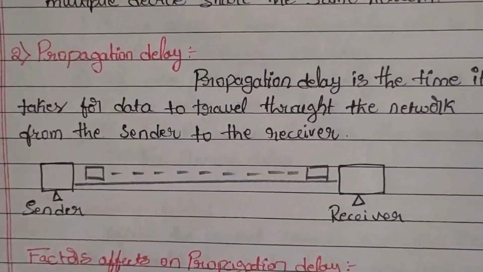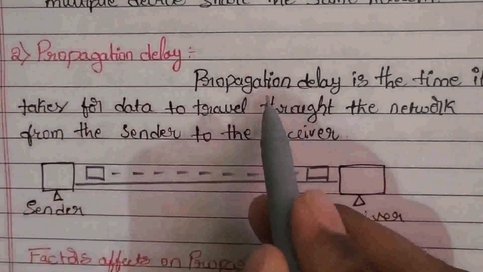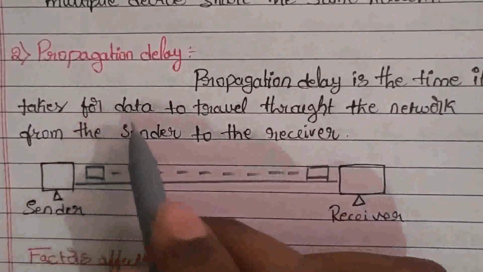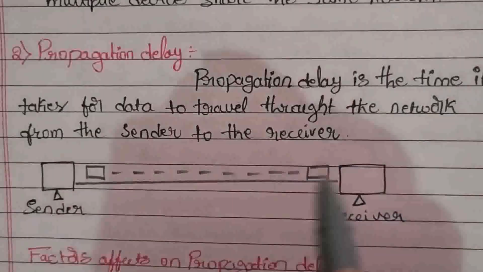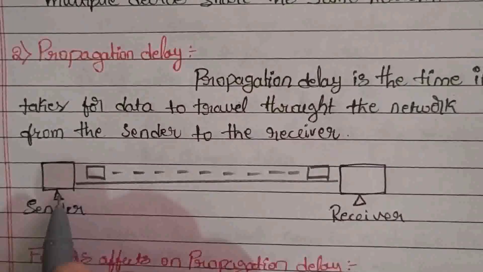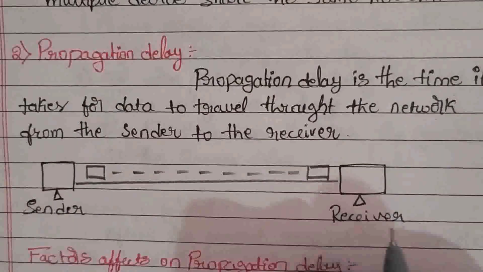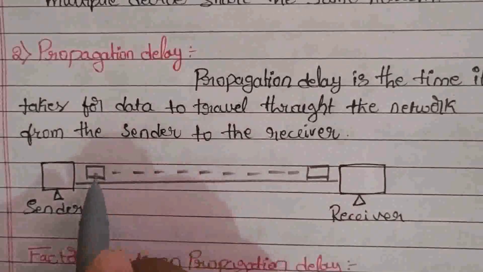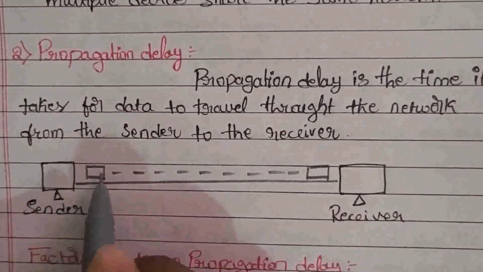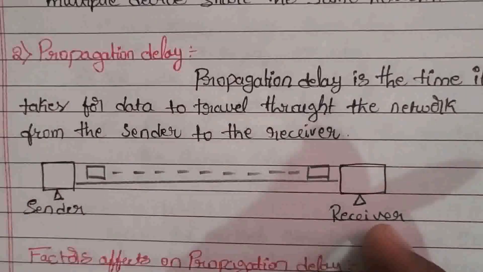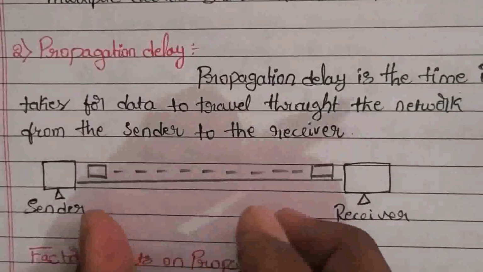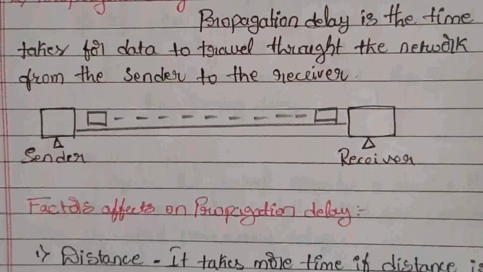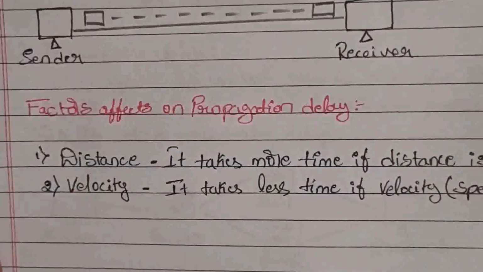Next, we will go to the propagation delay. Propagation delay is the time it takes for the data to travel through the network from the sender to the receiver. Simple: sender A is there and receiver B. The time taken to travel from the sender to the receiver, the time a packet takes to travel, is called the propagation delay. Simple. Next, the factors that affect propagation delay.